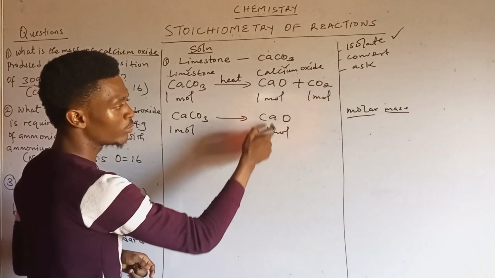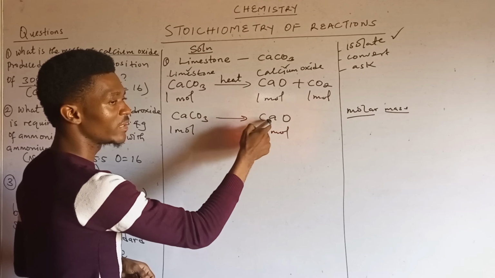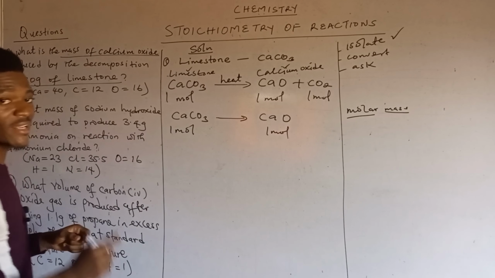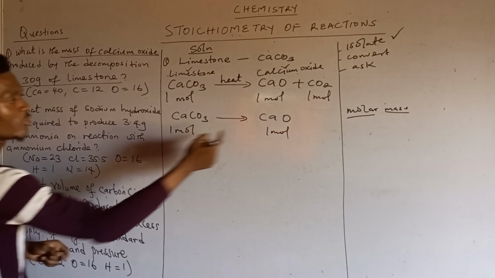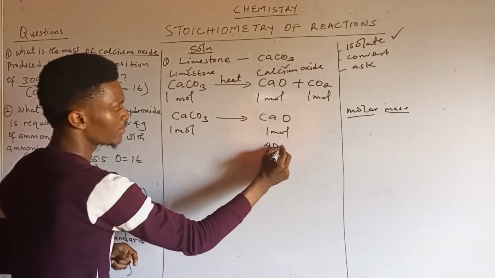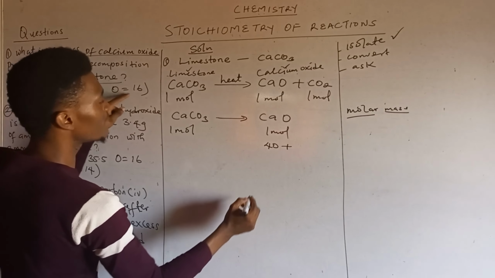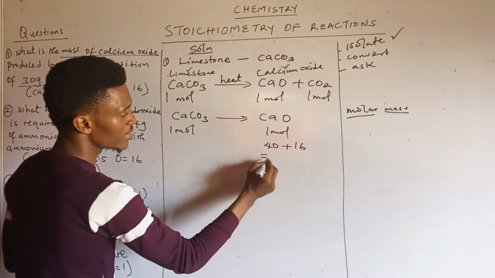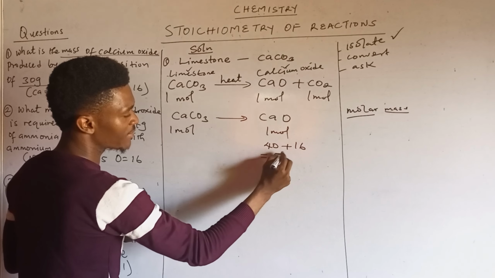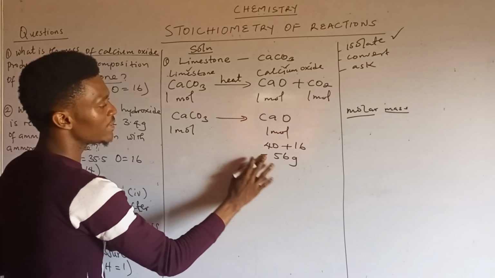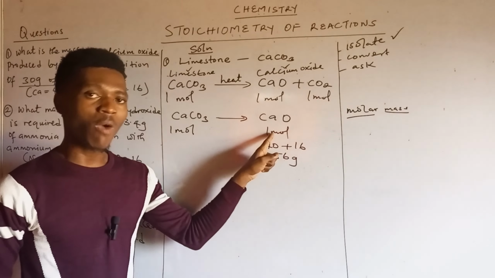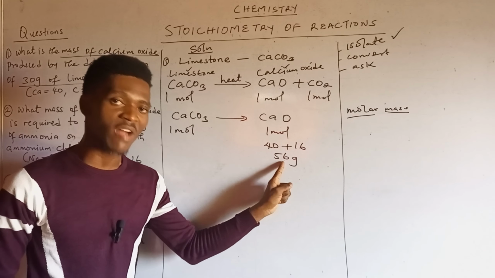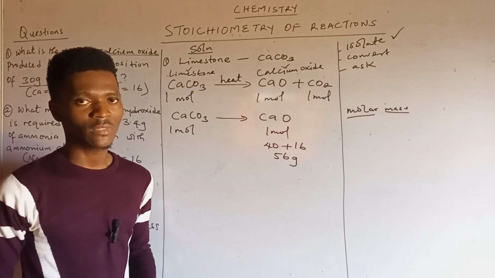So converting 1 mole of this to grams, it means we have to work with the relative atomic masses that were given in the question in order to obtain the mass in gram. And that becomes what? Calcium being 40 plus, then oxygen being 16. So when you sum up, since it's 1 mole, then it becomes 40 plus 16, that's 56 grams. So it means that 1 mole of CaO is equivalent to 56 grams of CaO. Are you with me now?